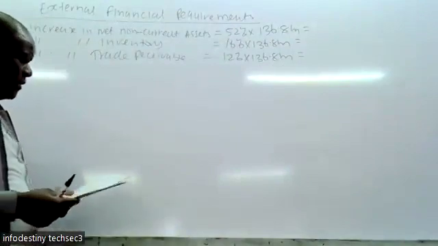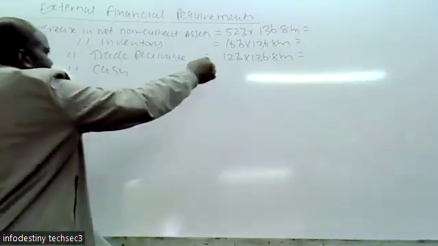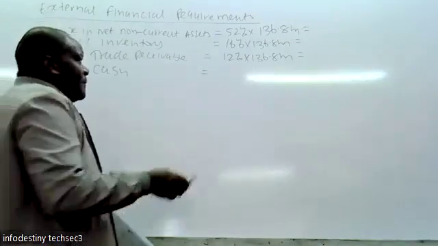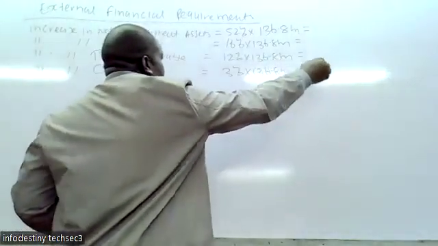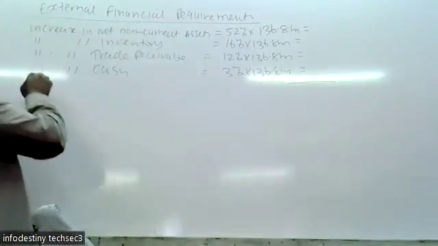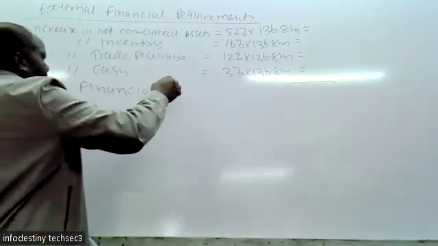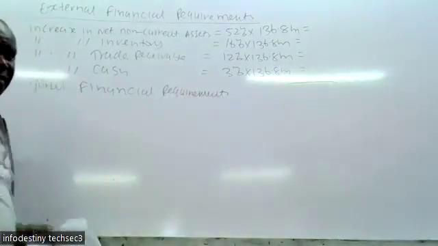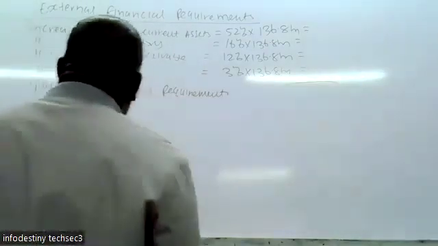The next one is cash. Increase in cash. So cash, it was what percent? 2% of 136.8. So when you add them, they will give you the total financial requirements.